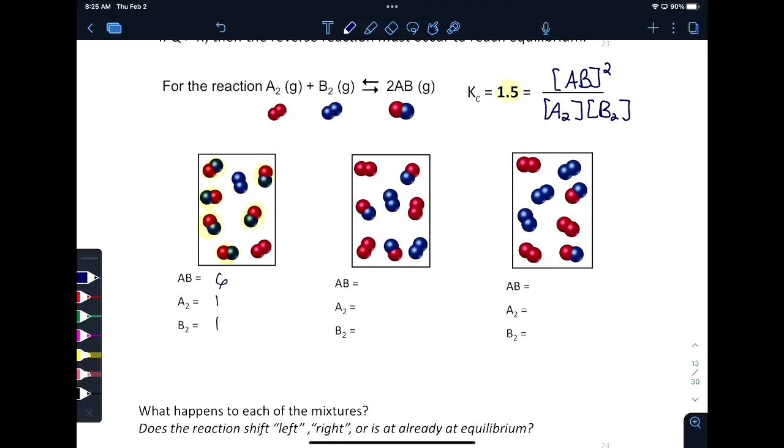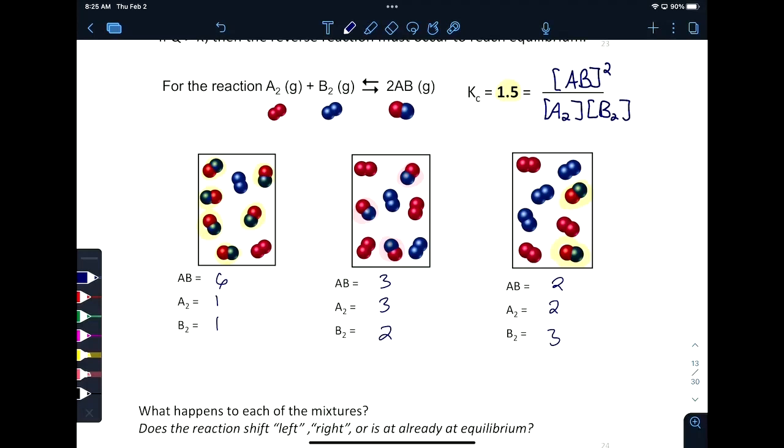Okay, so let's just do all of these. In the second picture, we have 1, 2, 3 ABs. B's the blue ball, so B2, there's 2 of them. And A2 are the red balls, so there's 3 of them. I think that's right. And then the last picture, there's 1, 2 ABs, and then there's 3 B2s and 2 A2s. Okay, great. So that just describes each of the pictures.